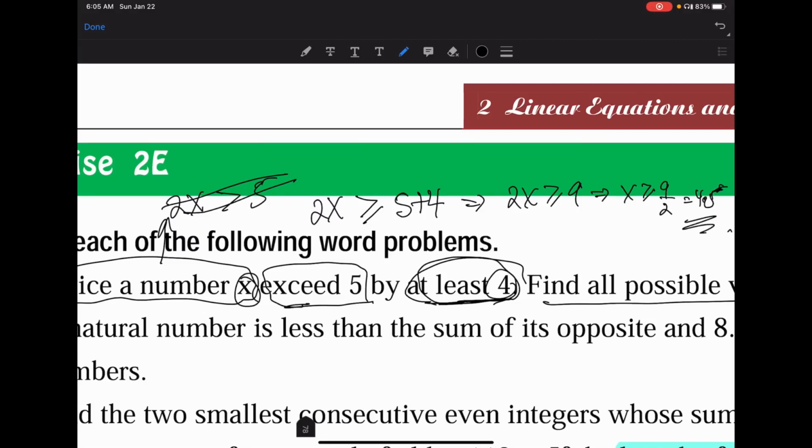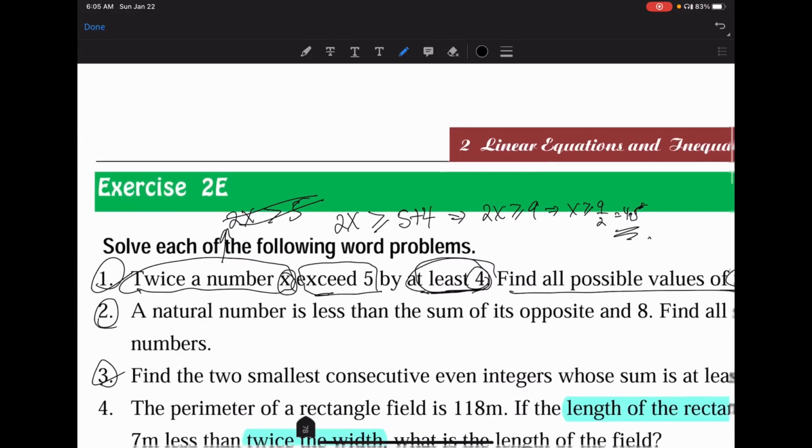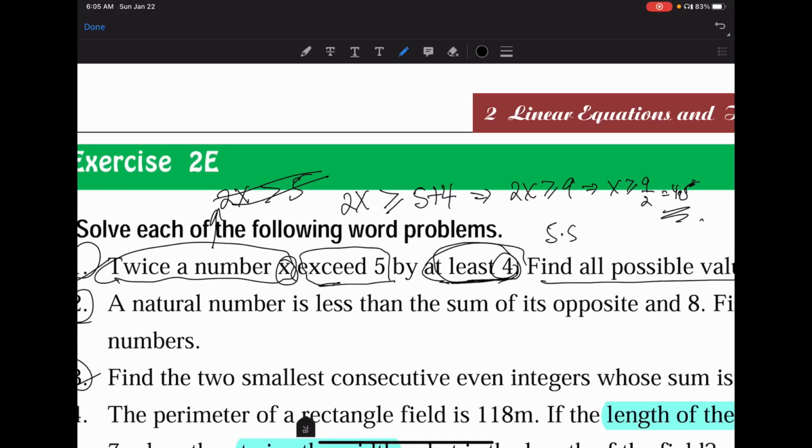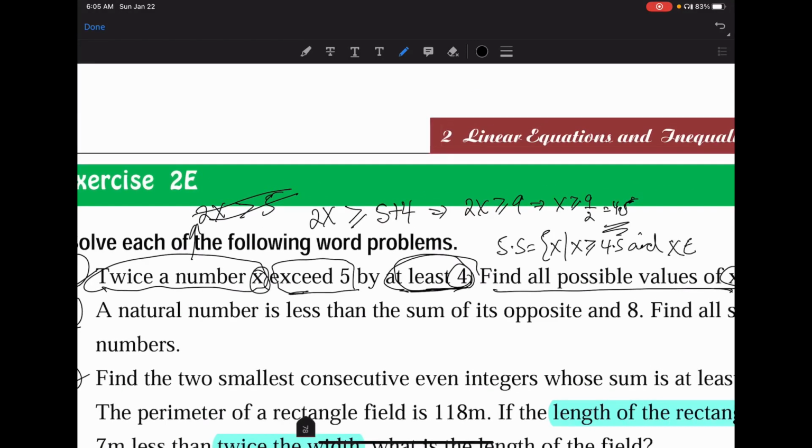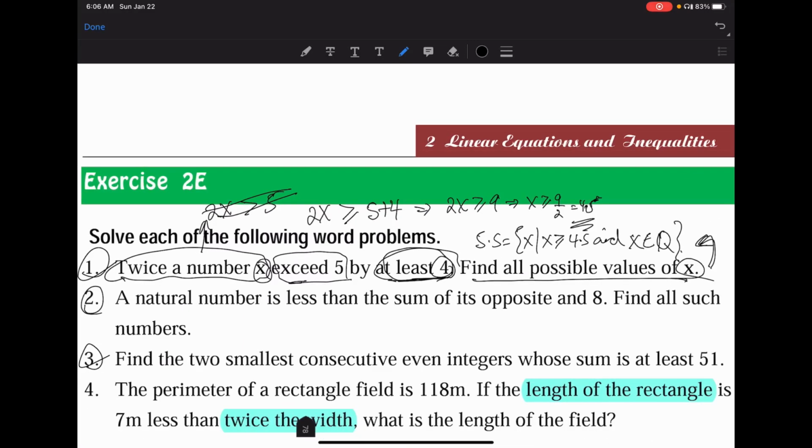We put this in the solution set: the set containing x such that x is greater than or equal to 4.5 and x is an element of the set of rational numbers. Okay, let's try the second one.